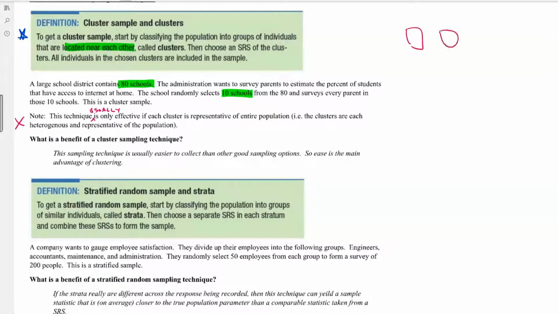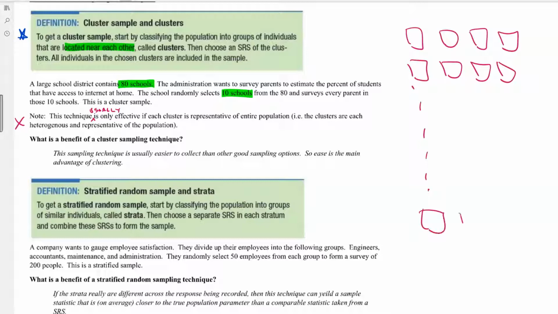So we got 80 schools that we're choosing from. We're going to randomly select 10 of them. So I'm going to number them from 1 to 80, and then I'm going to write 1 to 80 on little slips of paper, put them into a hat, mix them up. Maybe I get the third one, maybe I get the eighth one, and I'm going to get 10 of them. 1, 2, 3, 4, 5, 6, 7, 8, 9, 10. Okay? And then I'm going to go to those 10 schools and survey everybody.